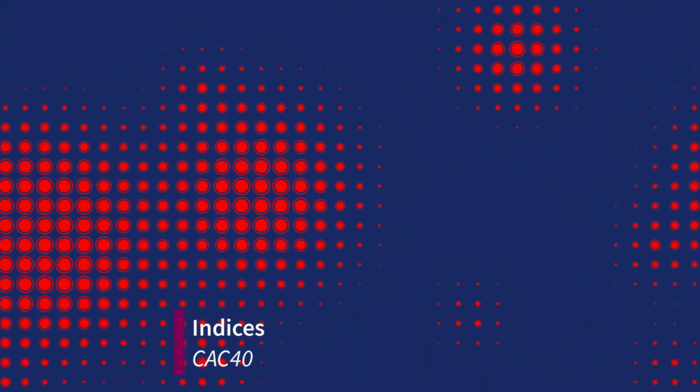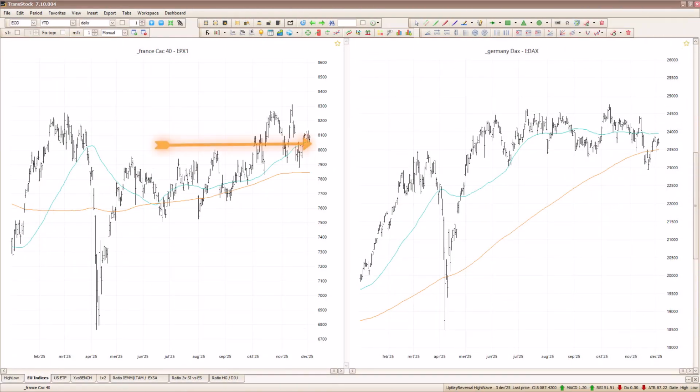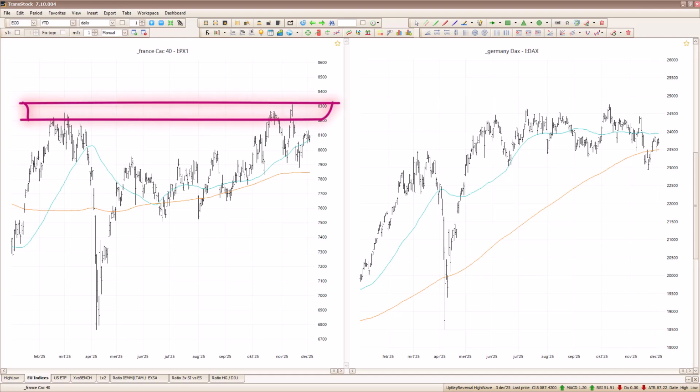The CAC. Sideways. Support 7900 and 7760. Resistance triple top at 8250.